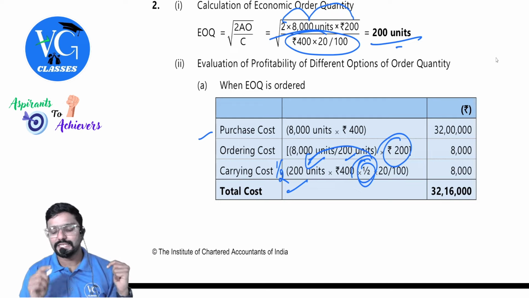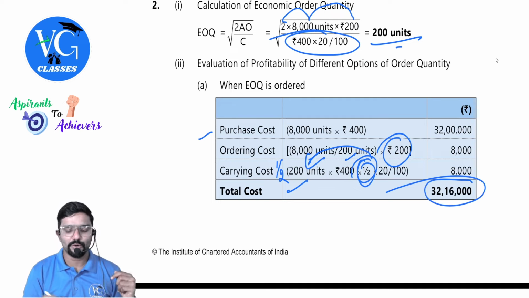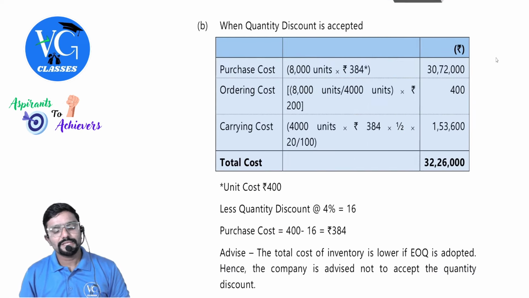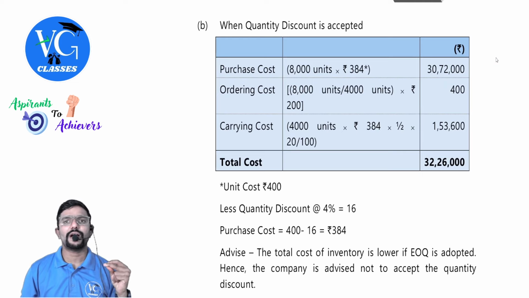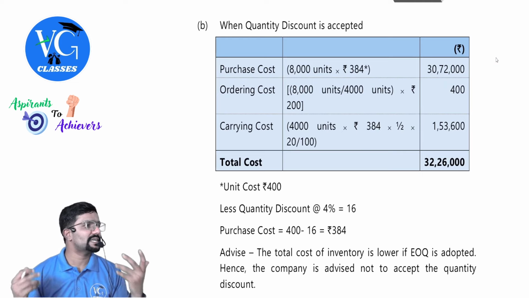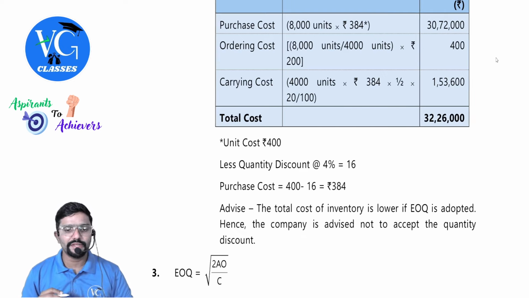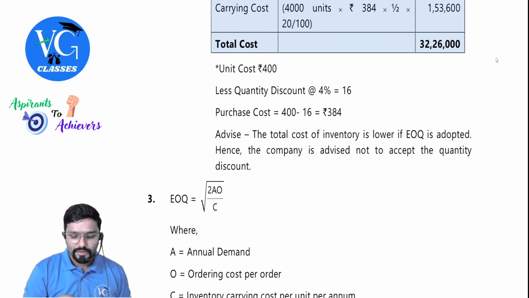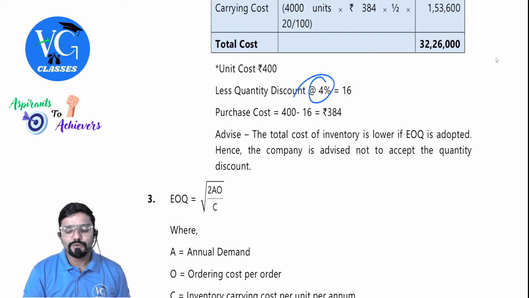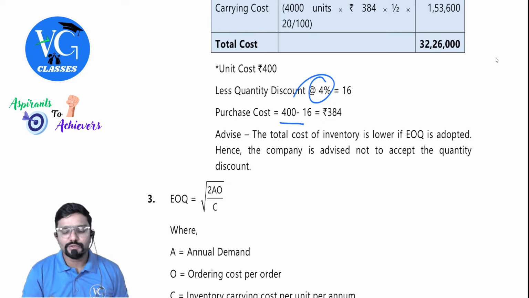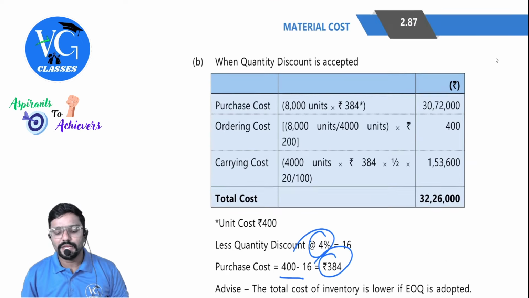So 32 lakh 16,000 is my total cost if I am following EOQ. Now, my supplier has given me a discount offer. I am in a dilemma, should I accept it or not? Let us calculate the total cost there. Purchase cost 8,000 into 384. How did you get 384? Quantity discount is 4%, so 400 minus 4% comes to 384.